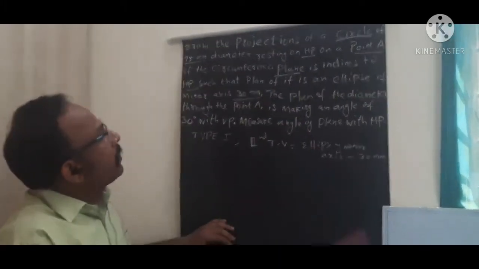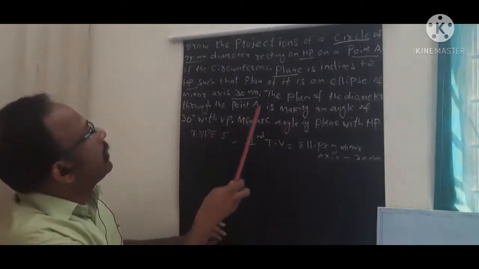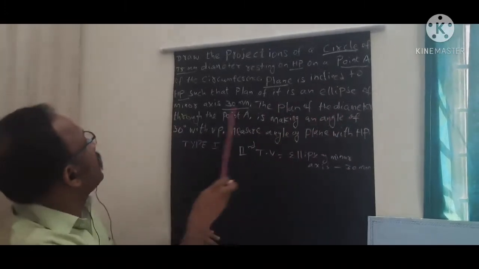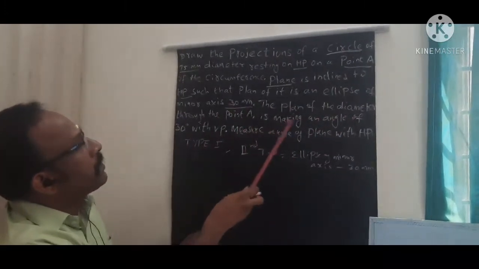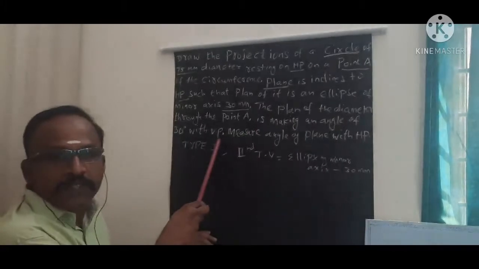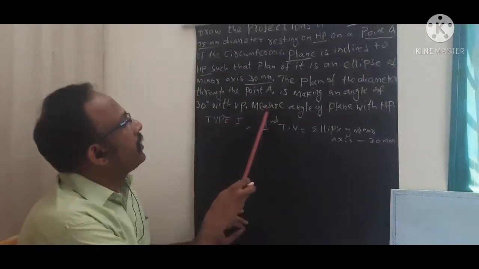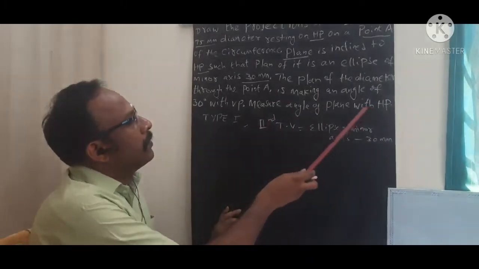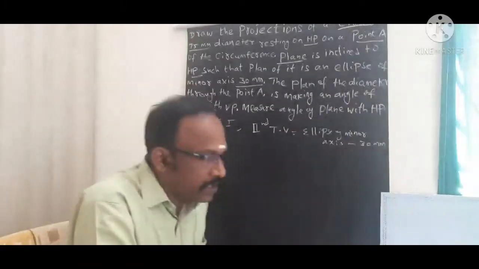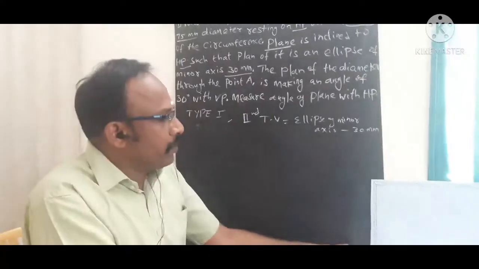The plan of, then what is given here? The plan of the diameter through the point A is making an angle of 30 degree with VP. This is the angle inclined to VP. So finally we need to measure the angle of plane with HP. So this is the problem. First we are going to see the demonstration.